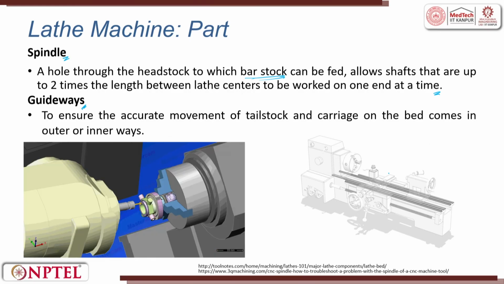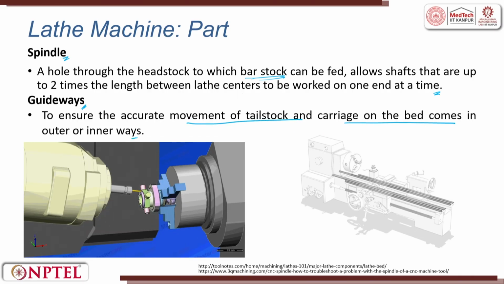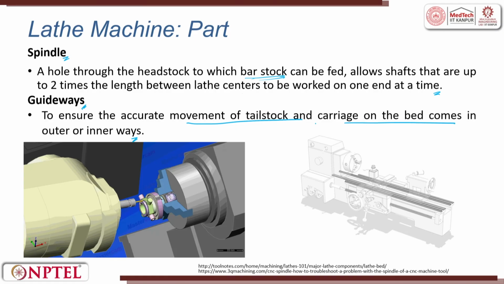So, guideway is a place where the cross slide sits on it and it is guided, so that there is no deviation. To ensure the accurate movement of the tailstock and the carriage on the bed, coming in and out of the way is done by the guideway.